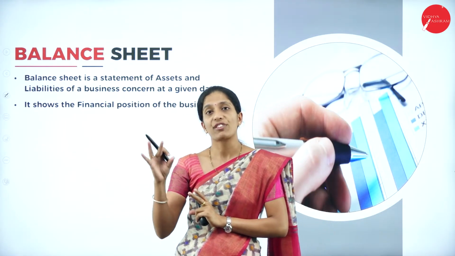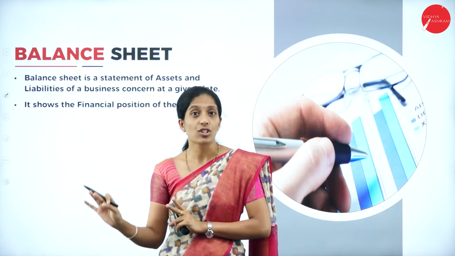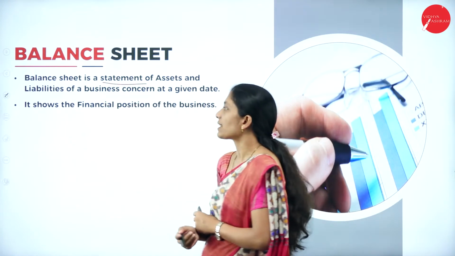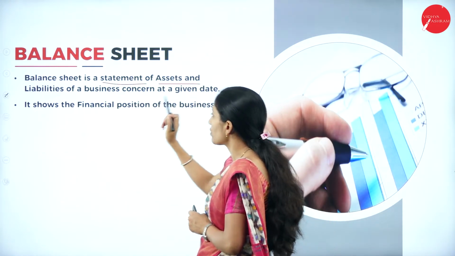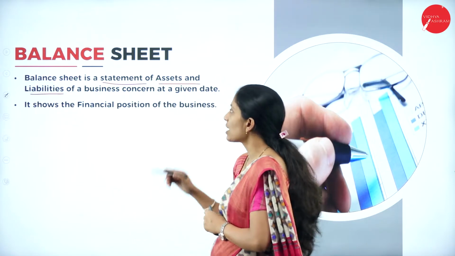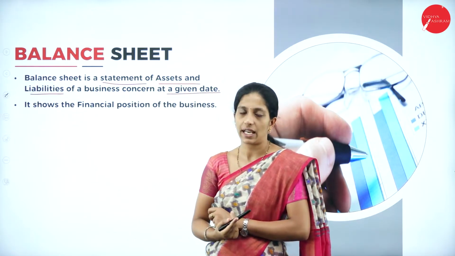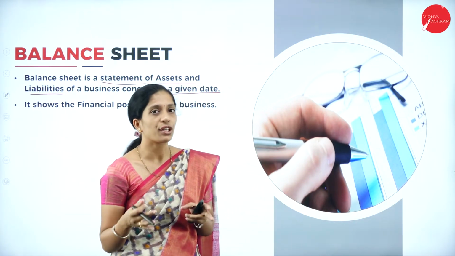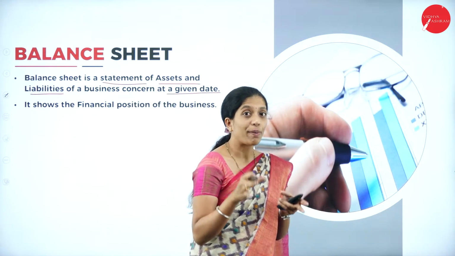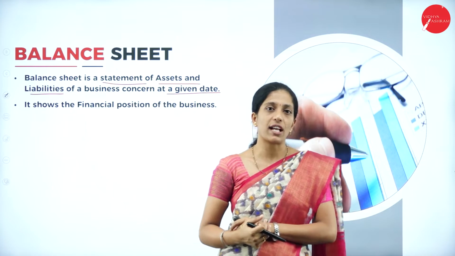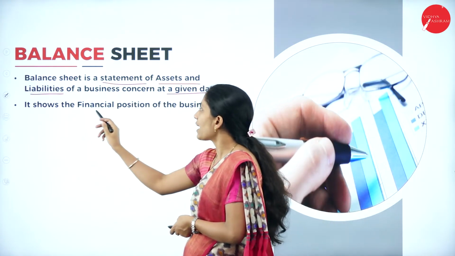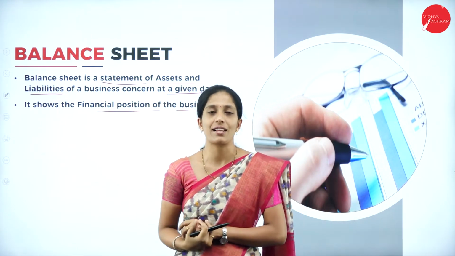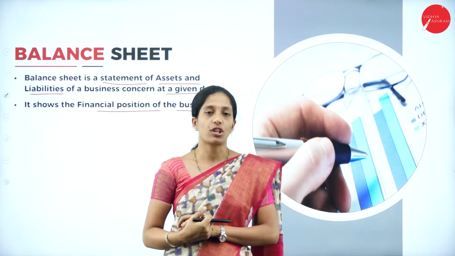Remember, the trading profit and loss account is an account, but the balance sheet is not an account, it is a statement. So the balance sheet is a statement of assets and liabilities. In the balance sheet, we are going to record all the assets and liabilities of a business concern at a given date. Normally, as I told you, at the end of your financial period, you are going to prepare these financial statements. So the balance sheet will be prepared at the end of the financial period. It shows the financial position of the business. The main intention of preparing the balance sheet is to know the financial position of the business.